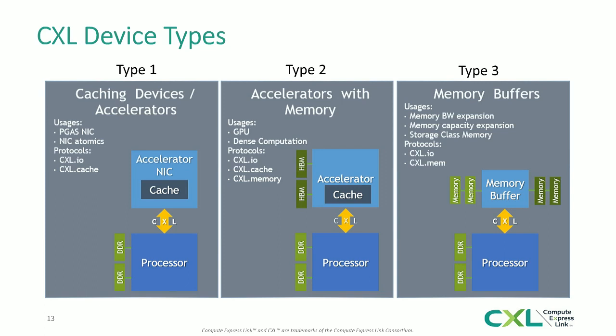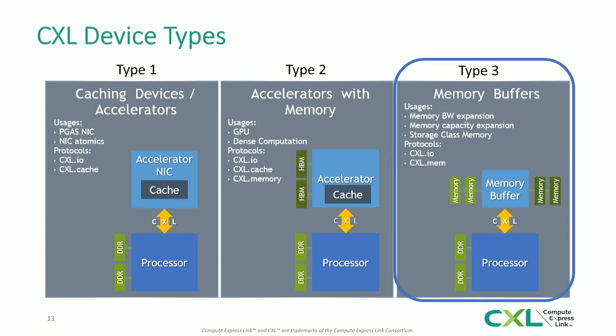For those of you who are perhaps less familiar with CXL, at this point we have 3 different device types defined: Type 1, Type 2, and Type 3. Specifically for this presentation today, we're going to focus primarily on what we call Type 3 devices. These are basically memory buffers or memory expansion devices that allow us to provide memory bandwidth, memory capacity expansion, or access to other types of memories for system media and so on.